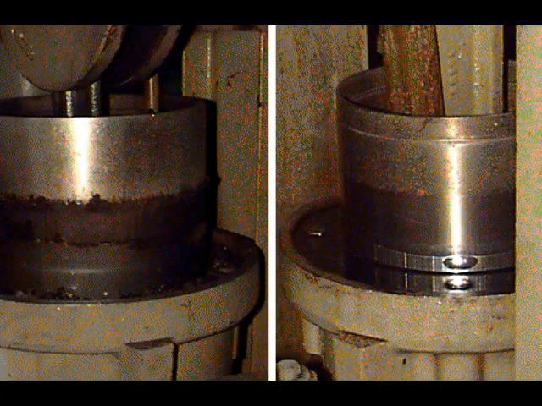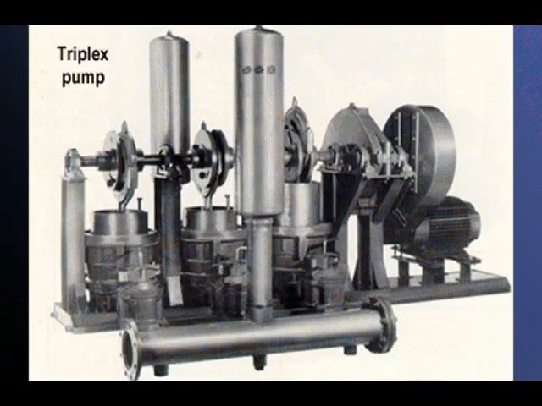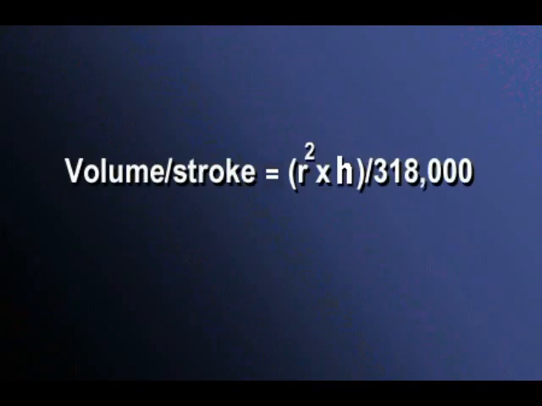The capacity of the plunger pump depends upon the diameter of the plunger and the length of the stroke. The capacity also depends on whether the pump has one plunger, simplex, two plungers, duplex, or three plungers, triplex. Using these parameters, the volume of liquid pumped with each stroke can be calculated and equals the square of the radius in millimeters multiplied by the stroke length in millimeters divided by 318,000, a conversion constant.